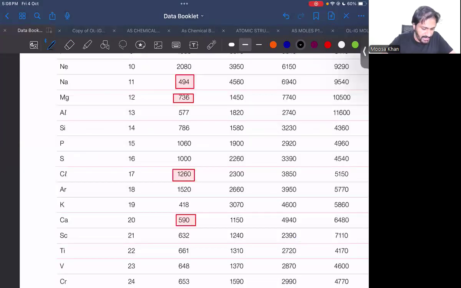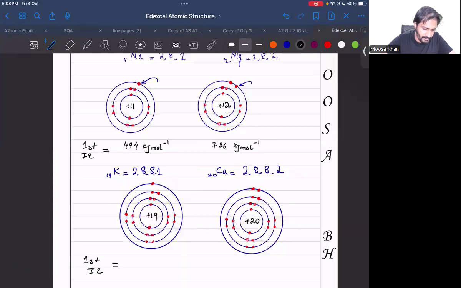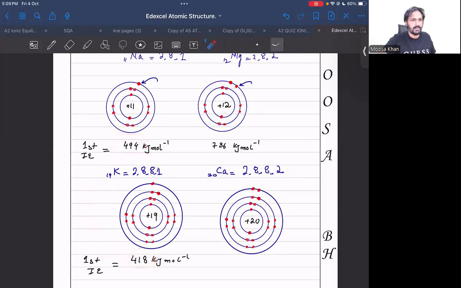Let me just show you the value of first ionization energy of potassium. It is 418. You are not supposed to remember these values, okay? It will be given in the exams. This is 418 kilojoule per mole. So the value of first ionization energy of potassium is smaller as compared to sodium.